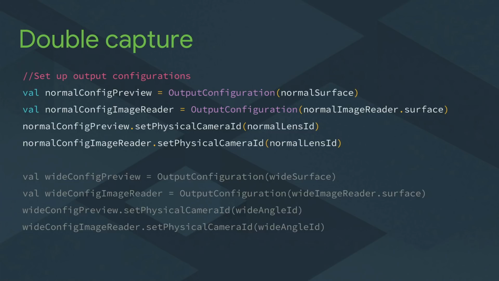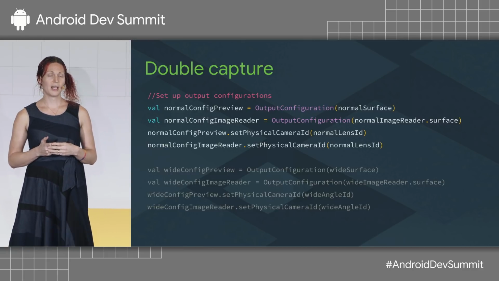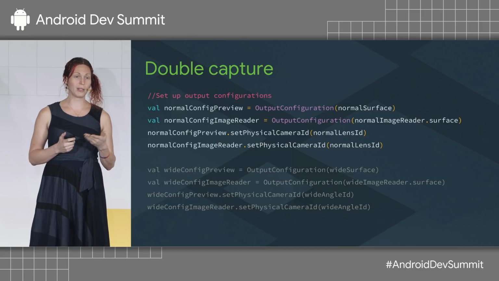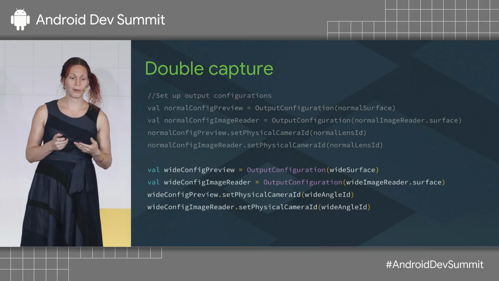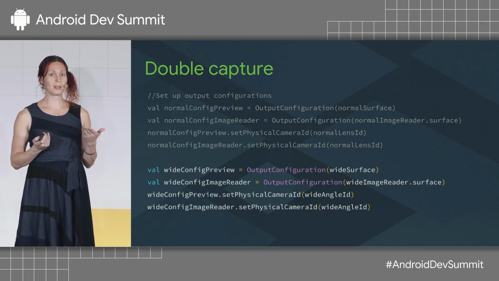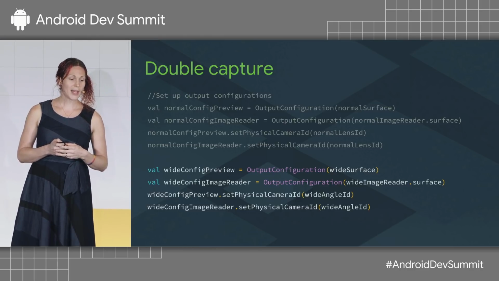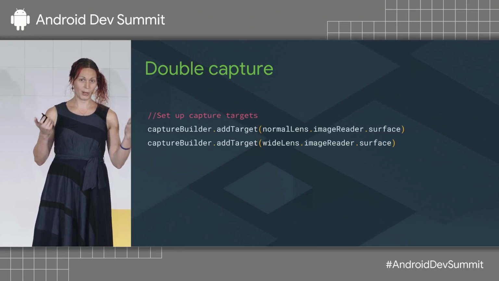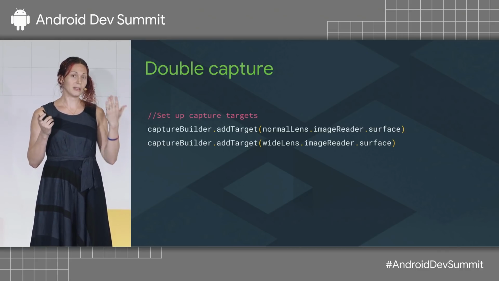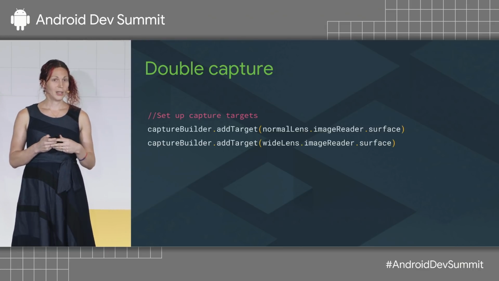To do that, just as Oscar walked through, we set up multiple output configurations. So for each lens, we set up, here we have the preview surface as well as the image reader. For the normal lens, we use set physical camera ID to the normal lens, and we do the same thing for the wide angle lens. So we end up with 4 output configurations we're putting into our configuration. From there, it's just a matter of choosing our output targets for the capture. In this case, we want those photos so we can operate on them. So we say we want the image reader from the normal lens and the wide angle lens.